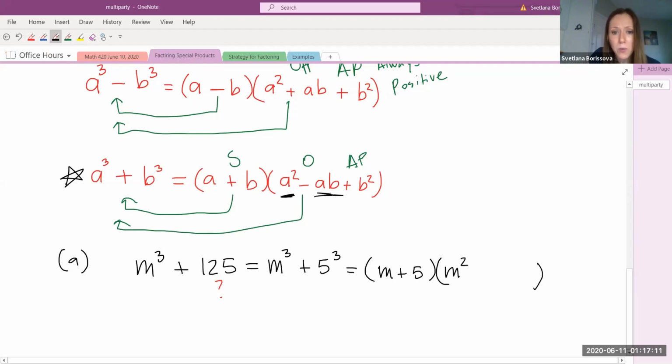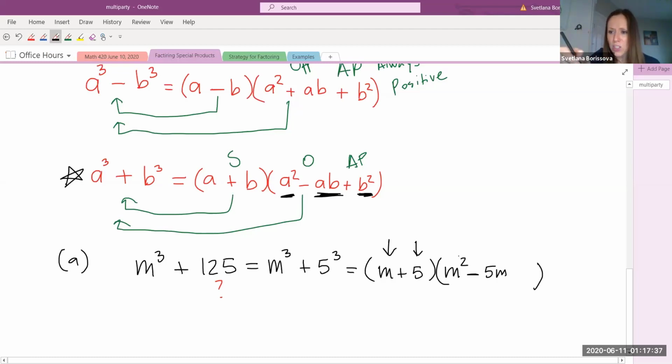Then A times B. Again, this is like A and this is like B. So pretty much multiplying them together. M times 5, but it's the same as 5m. I can switch it so it's a little more convenient to say 5m. And then of course it's minus, right? In that formula, minus 5m. And now what is B squared?